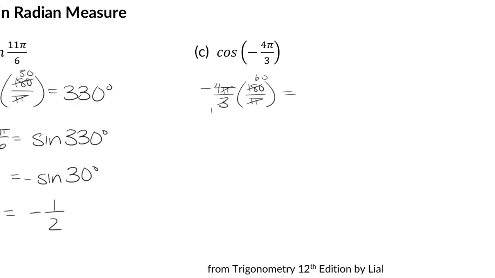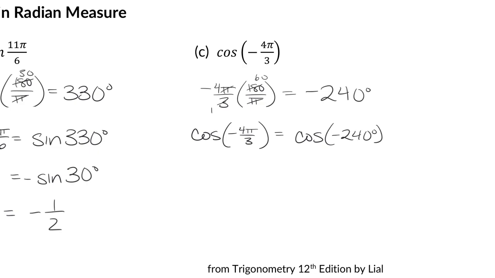3 and 180 are divisible by 3, which gives me 60. This is negative 240 degrees. So cosine of negative 4 pi over 3 should be the exact same as the cosine of negative 240. What is the reference angle for negative 240?